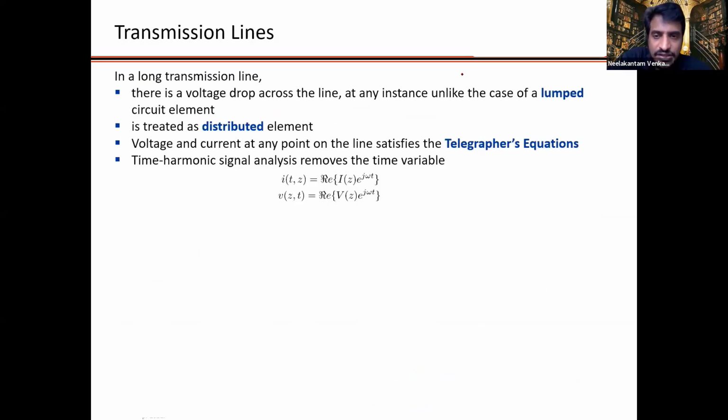The voltages and currents that we are looking at are going to be time harmonic, meaning that whenever I have V as a function of Z and T, I am removing the time dependence by having e power j omega t as the form. So, the real part of e power j omega t. Now all I have is only a function of space because my time dependence is taken off.